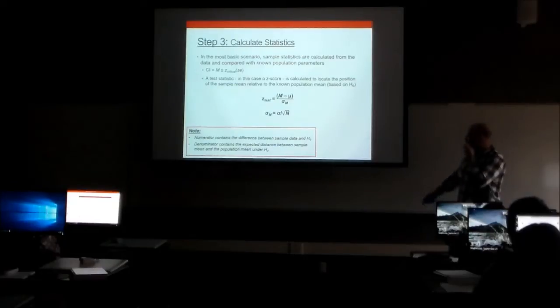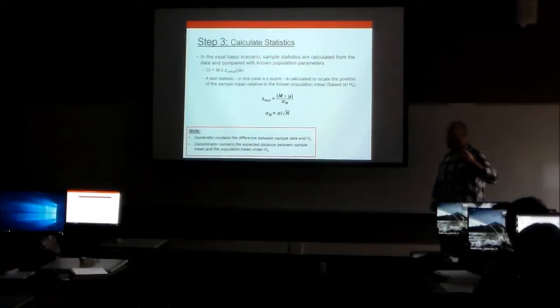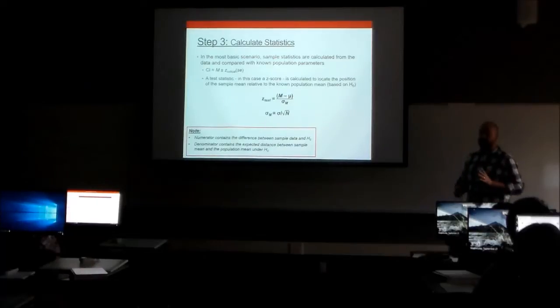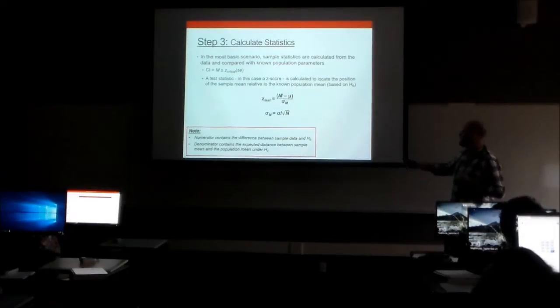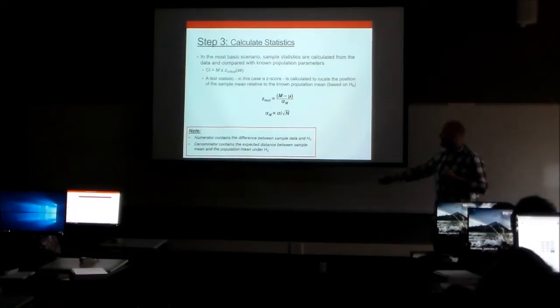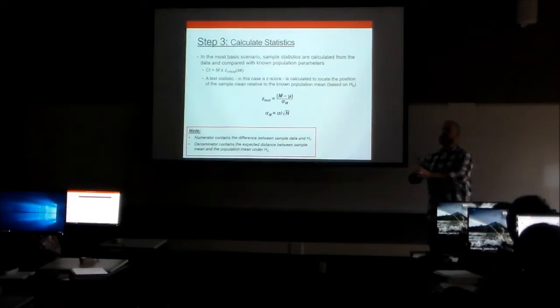For your Z-test, the numerator is the difference between our sample data and our null hypothesis, right? So how far did our sample fall from our expected value under the null hypothesis? It's a deviation score, right? It's just how much different is it? Our denominator contains the expected difference between a sample mean and the population mean under the null hypothesis. Remember, that's what our standard error is. Our standard error is, on average, if I select a random sample of this size, how far would I expect that to fall from the population mean?